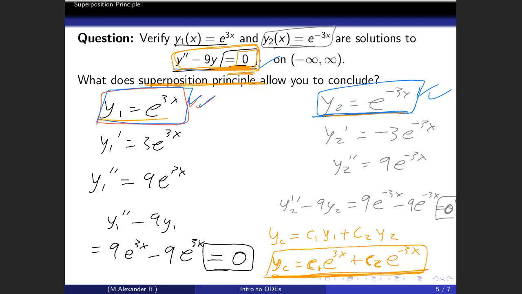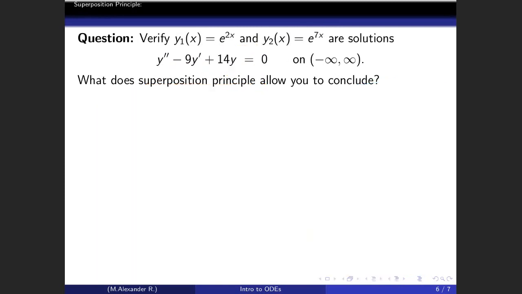And so this gold function here is not just one function. This is actually infinitely many functions because we have different values for C1 and C2 that we can choose from. All right, so that's just to help us get comfortable with the idea about the superposition principle, but also about verifying that the functions are solutions. So let me do the process again.